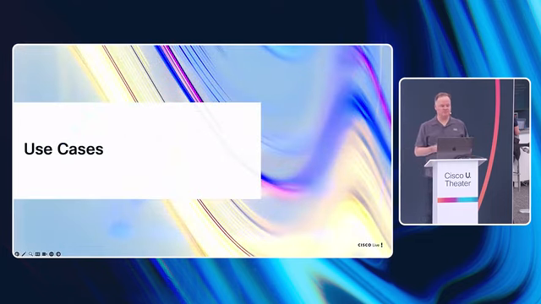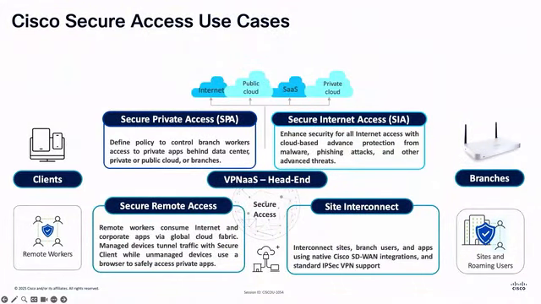So let's move into some of the high-level use cases that Secure Access supports. If you look to the right, you'll see Secure Internet Access. This is about securing access to the internet for the users. This is what Umbrella has been focused on. What Secure Access adds is the ability to allow users to securely access private resources or private applications. We call that SPA. And then using our head-end functionality in Secure Access, we're able to support different secure remote access use cases that we'll get into a little bit later.